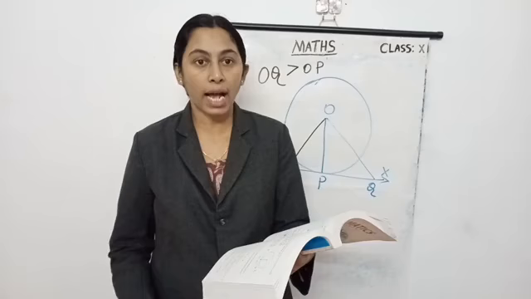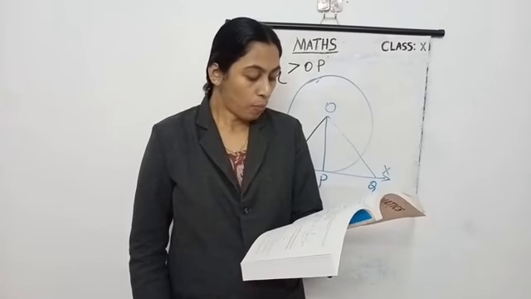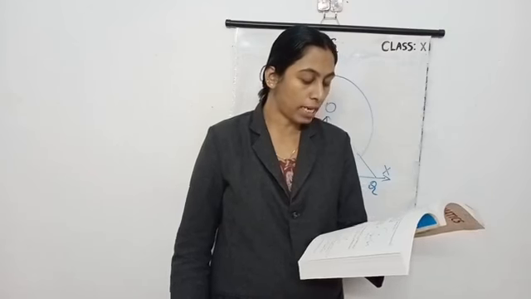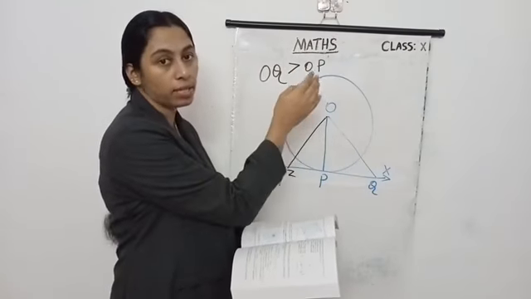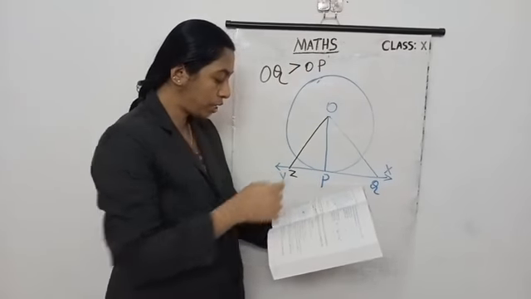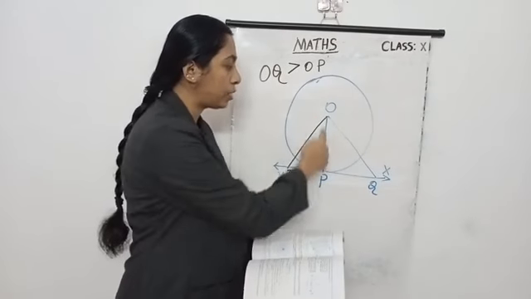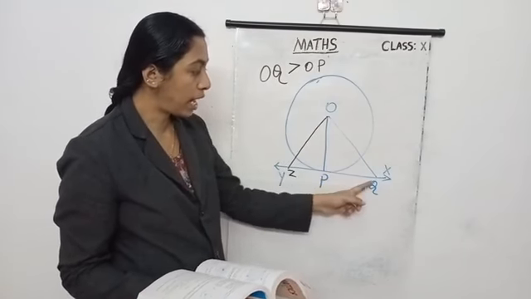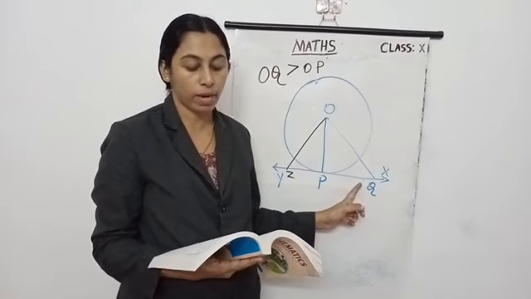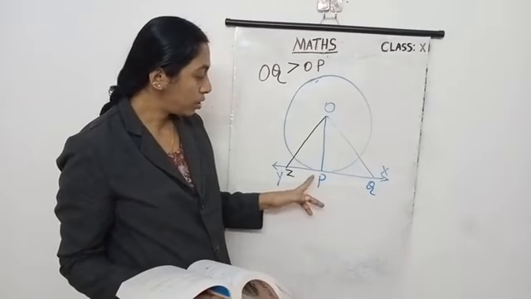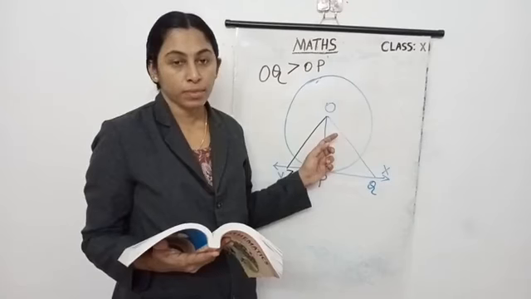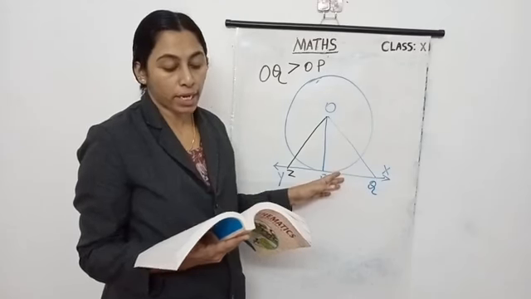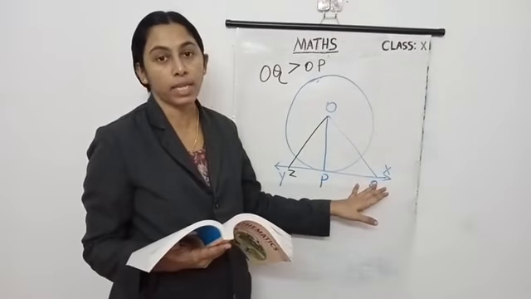Please listen carefully, I will read it once. Proof: We are given a circle with the center O and a tangent XY to the circle at a point P. We need to prove OP is perpendicular to XY. Take a point Q on XY other than P, and join OQ, we get a line segment like this.